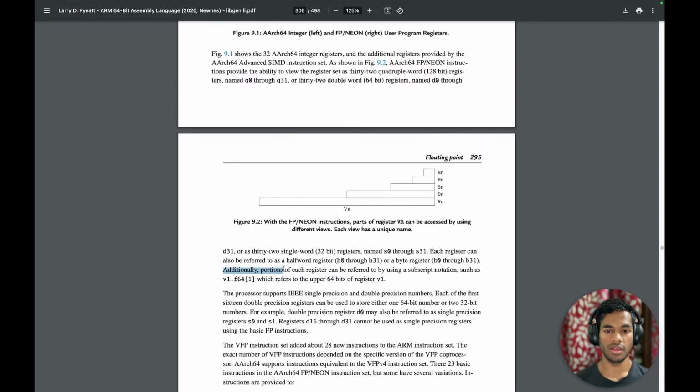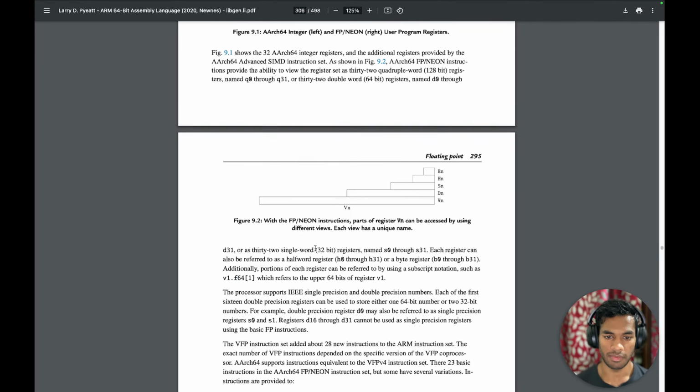Additionally, portions of each register can be referred to by using a subscript notation, which means the first 64 bits, and what does 1 mean, which refers to the upper 64 bits of register V1. This V1 means the name of the register, 64 is how many bits I want to access, and what does 1 and F mean? I will know in due time.